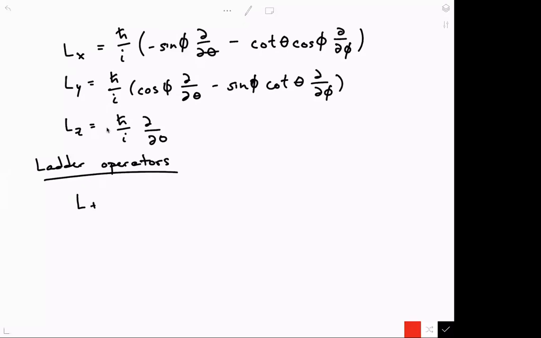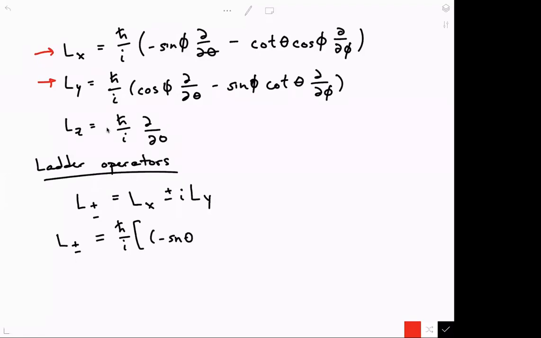Remember, we defined our ladder operator. Our raising operator is going to be the Lx component plus i Ly, and the lowering component is going to be the Lx component minus i Ly. So we're going to substitute in Lx and Ly that we've just figured out here. Right? So what do I have? I have raising or lowering, either way. We'll just stack these equations on top of each other.